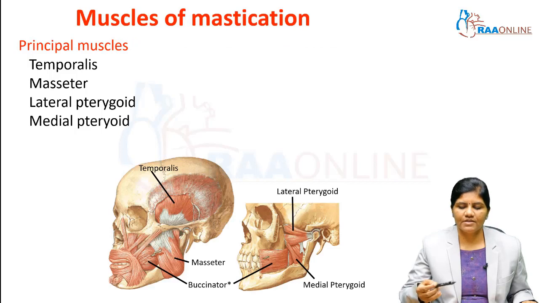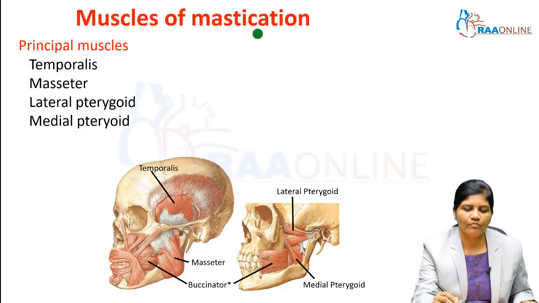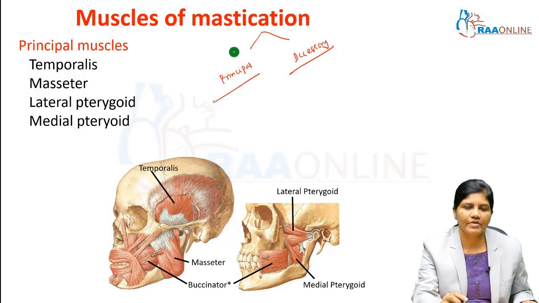The muscles of mastication are mainly involved in the movement of the mandible at the time of mastication. They are divided into principal muscles and accessory muscles. The principal muscles are Temporalis, Masseter, lateral pterygoid and medial pterygoid. The accessory muscles are suprahyoid muscles and infrahyoid muscles.